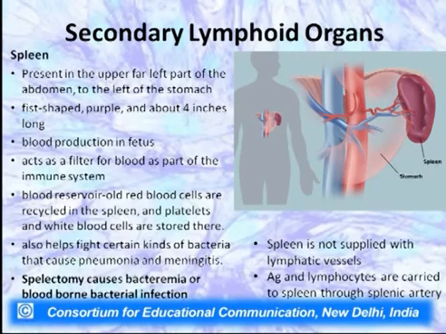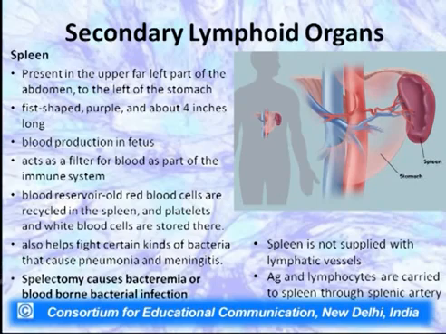Now, as you can see, the spleen is fist shaped, purple in color and about 4 inches long. It is mostly important in blood production in the fetal stages, as we had discussed before: during gestation most of the blood formation takes place in the spleen, while in adults it acts as a filter for the blood as part of the immune system.